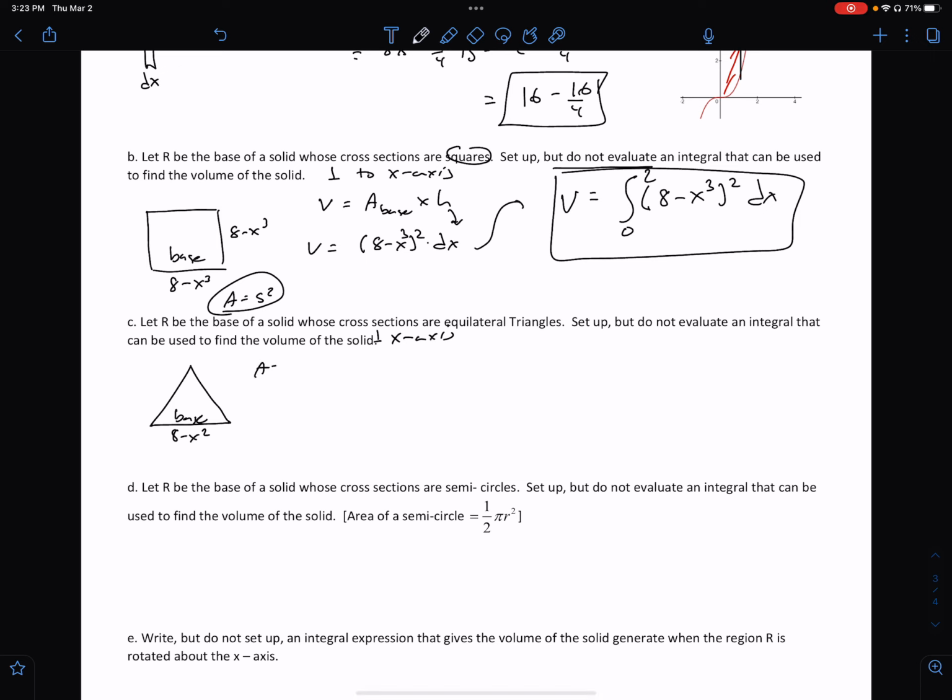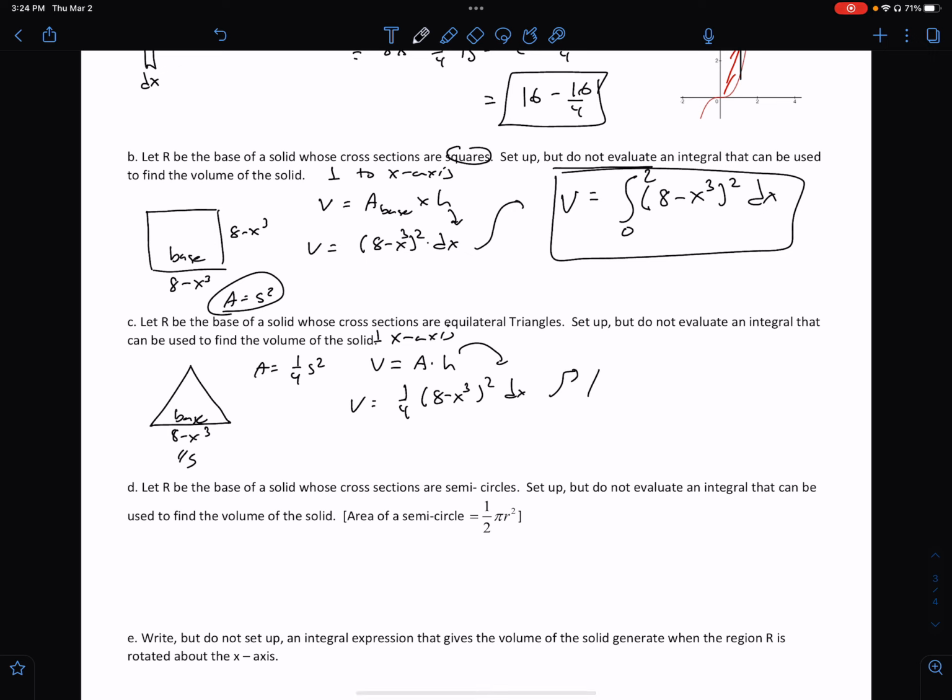We know that the area of an equilateral triangle is 1/4 s squared, the side squared, and we know that's our side. So to get the volume, it's area of the base times the height. Area, 1/4 s, 8 minus x squared. Whoop, this should be cubed, not squared. Let me fix that real quick. That should be cubed. There we go. Cubed squared. And height, that's it, just dx.